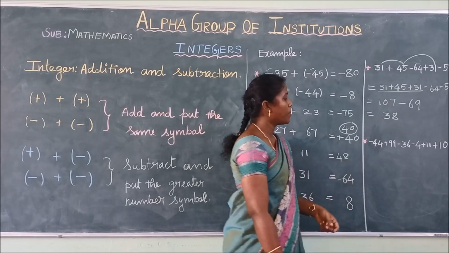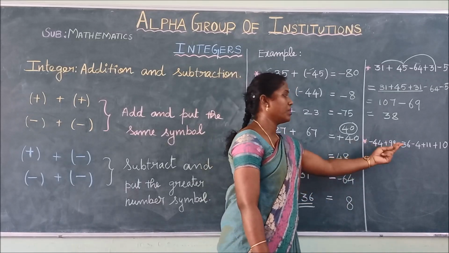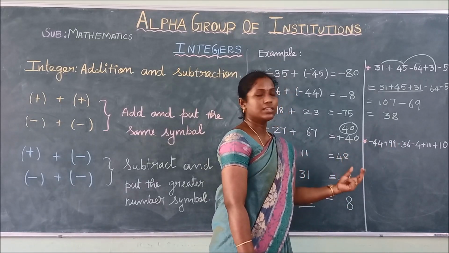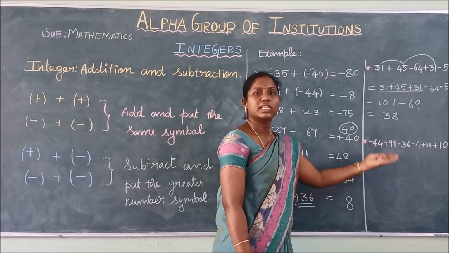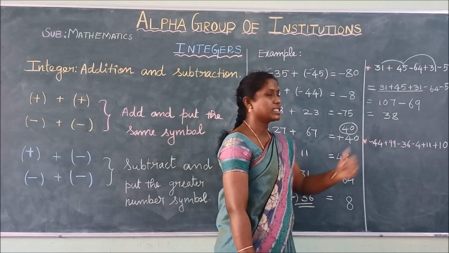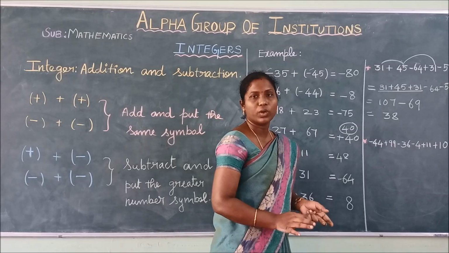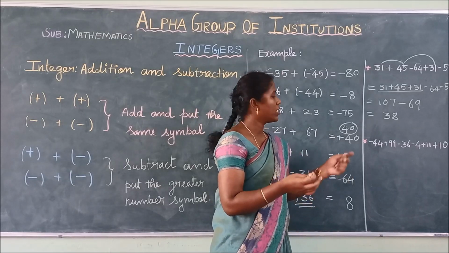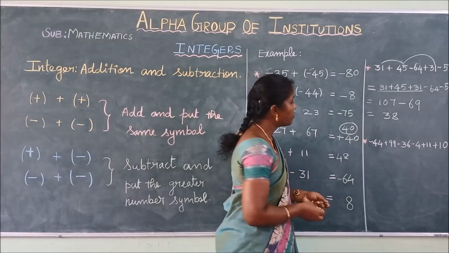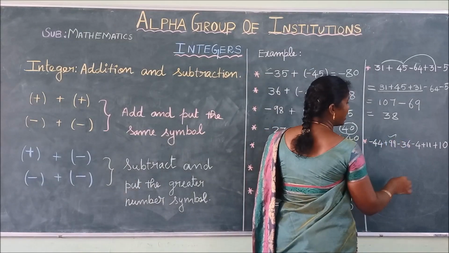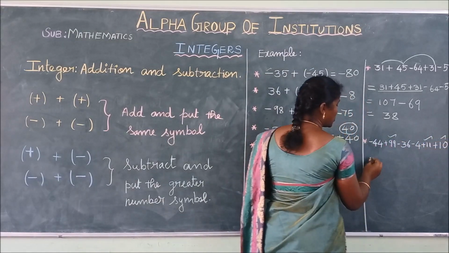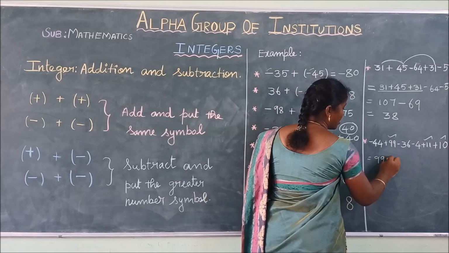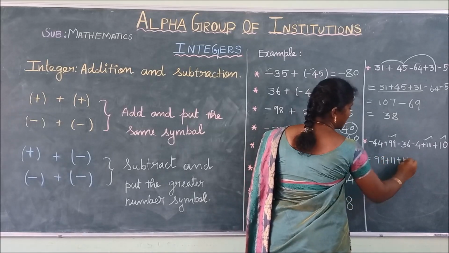Okay. One more example. Again we have some integers with different signs, plus, minus. How to solve this expression? The same way, the same technique we are going to use. We are going to combine the numbers here based on their symbols. What are the positive numbers here? 99, 11, 10. So 99 plus 11 plus 10.